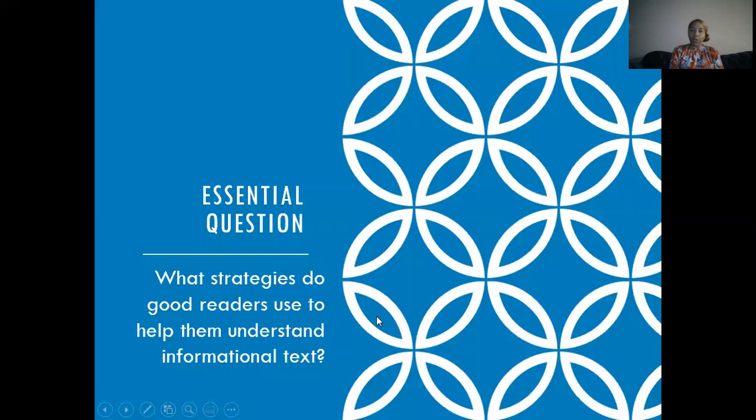Here's our essential question for today. What strategies do good readers use to help them understand informational text? Well, the first strategy would be to determine the main idea. And main ideas are usually found in the beginning or the end of a passage or paragraph. However, that doesn't work all the time. Sometimes you have to infer. That means using what you know and what you've read.